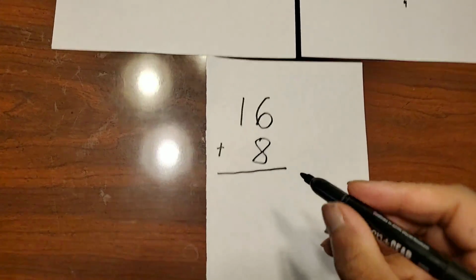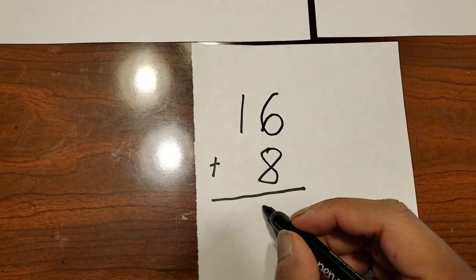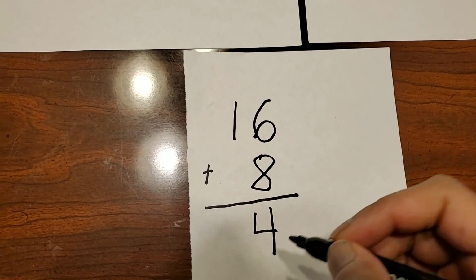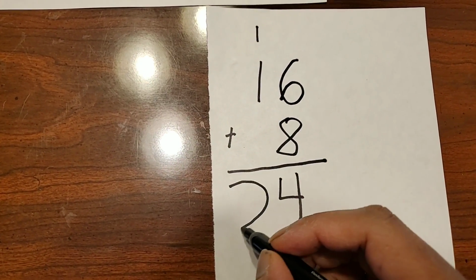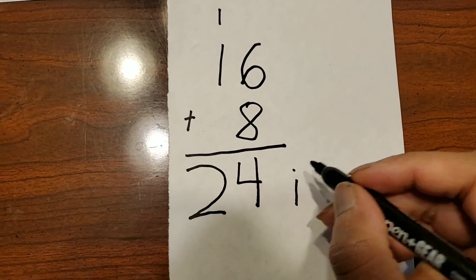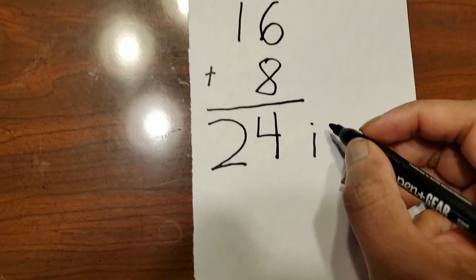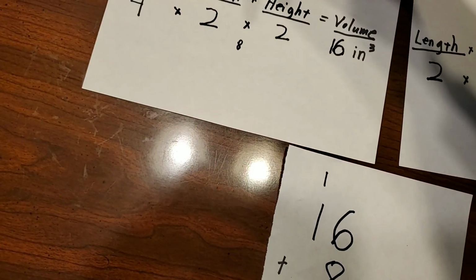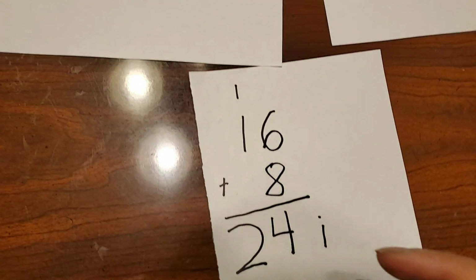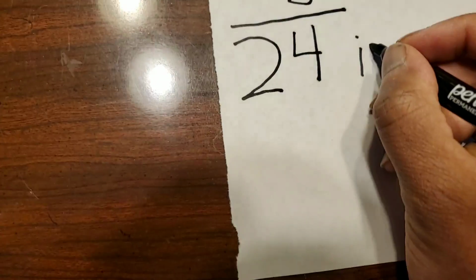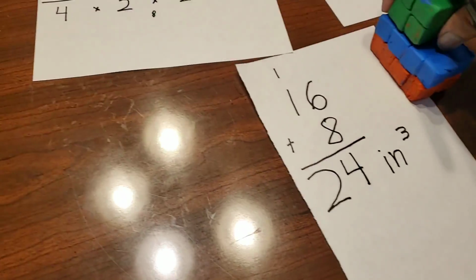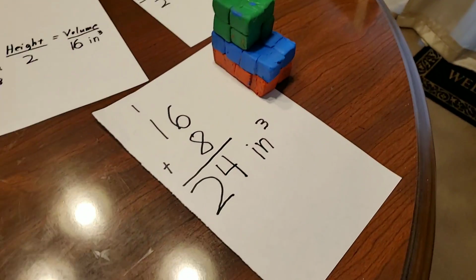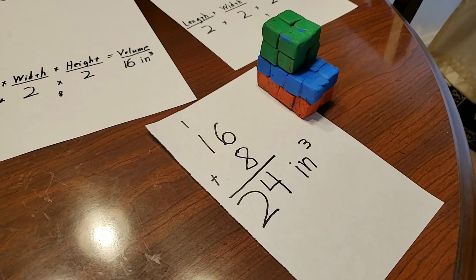Let's go ahead. What's 6 plus 8? 6 plus 8 is 14. Carry the 1 over. 1 plus 2 is... 2. So 24 what? We're trying to find the volume of this entire object once we put it together. So it's 24 cubic inches. So the volume of this entire irregular object is 24 cubic inches. That's how big it is.